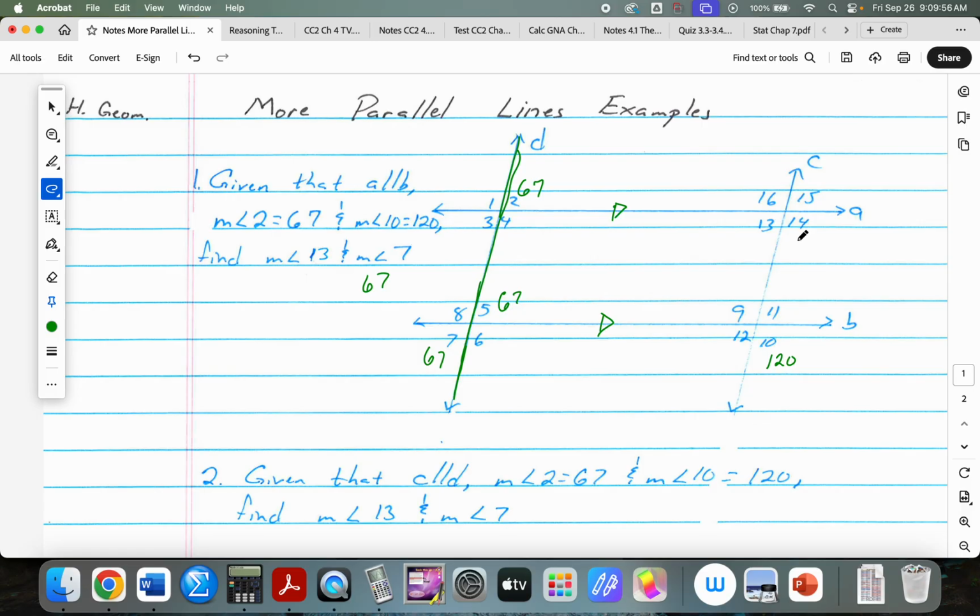And then we'll do the same thing over here. We want to get from the angle measurements up here where C and A intersect. We're going to use the 120. So angle 14 is 120. So because 13 and 14 are what kind of angles? What type of angles are they? Linear pair. So this is 60.